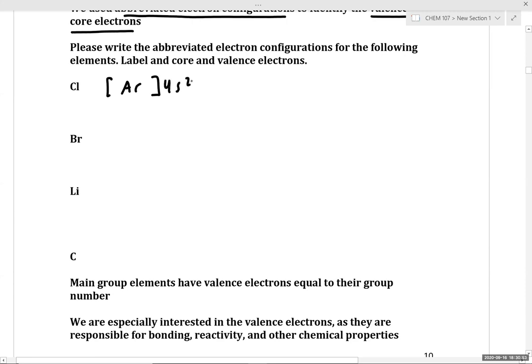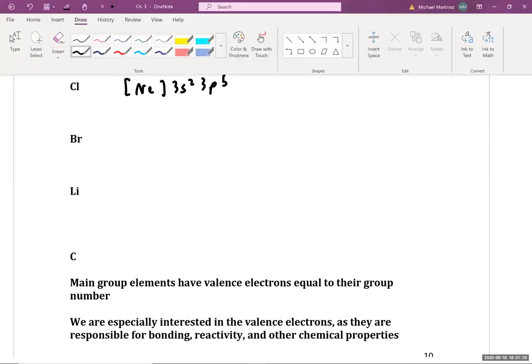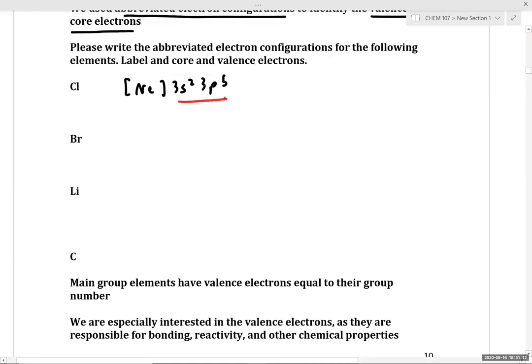Oops. Sorry, I'm thinking of bromine. One moment. Chlorine would have the configuration of neon 3s2 3p5. So how many valence electrons does chlorine have as a 7A element? 7. Exactly right.